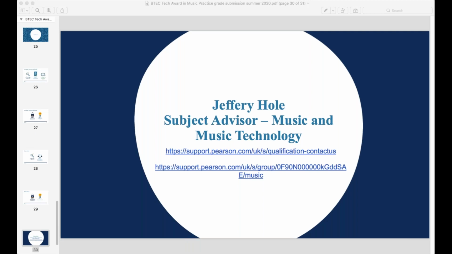Will this be how other BTEC Tech Award grades will be calculated, or is this just music? This process is applying to the majority of BTEC Tech Awards, as I said, and there may be some differences depending on sector and the requirements of that specific sector, but they are all following a similar process in this way.